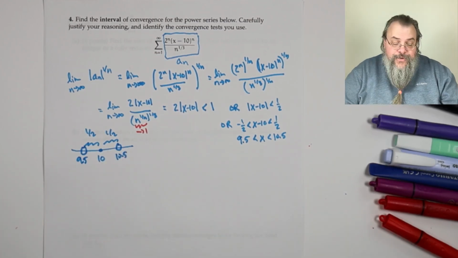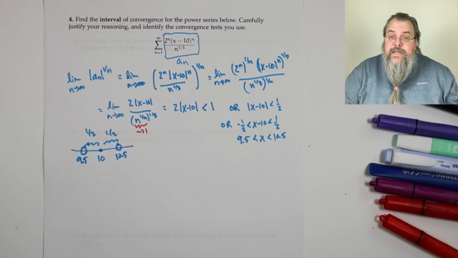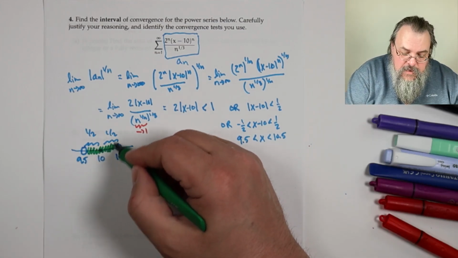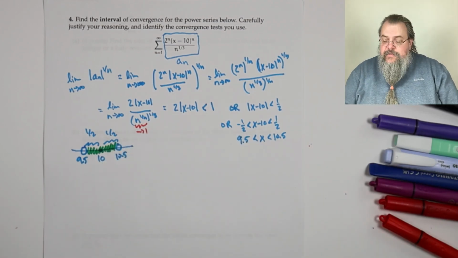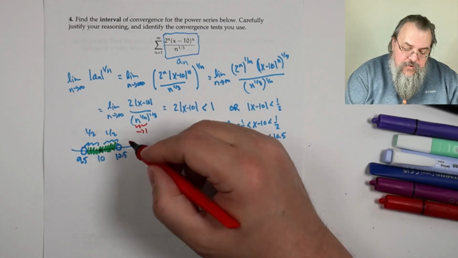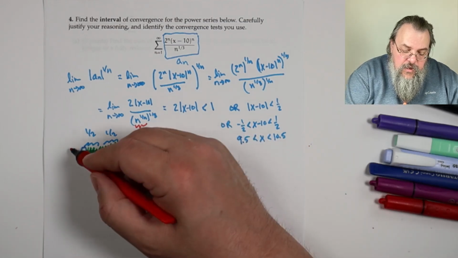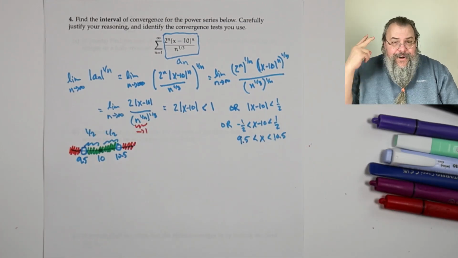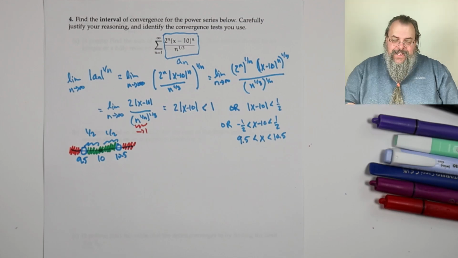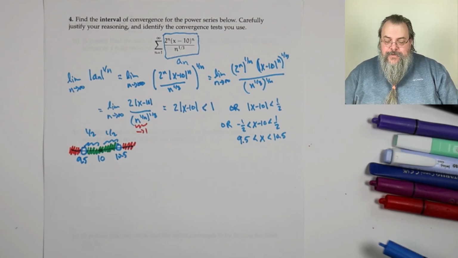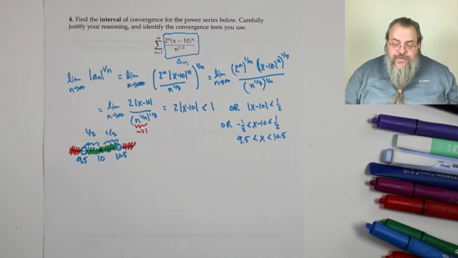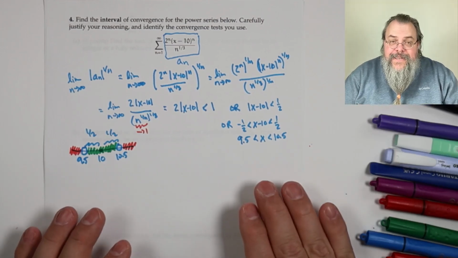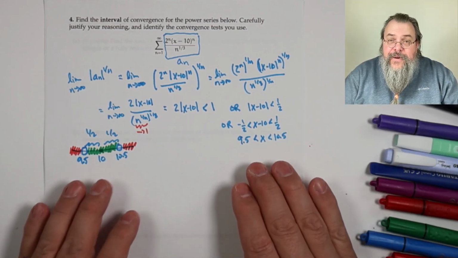And here's what we know so far. In between 9.5 and 10.5, life is good. We definitely converge. Outside of 9.5 and 10.5, we know we definitely diverge, which means that we've gotten all but 2 points determined whether it converges or diverges. So most of the work has been done. Once you found the radius, you found all but 2 points.